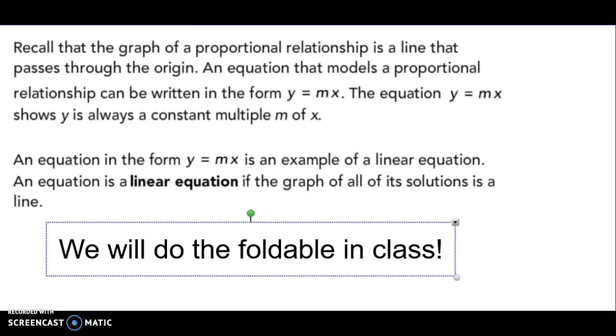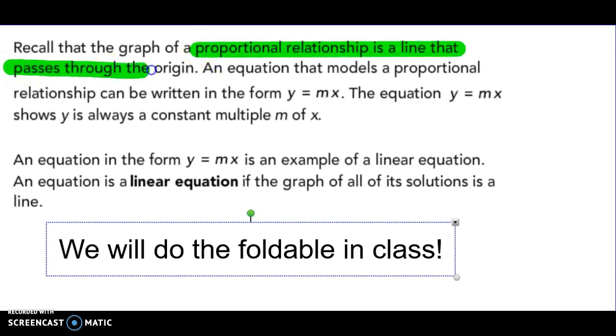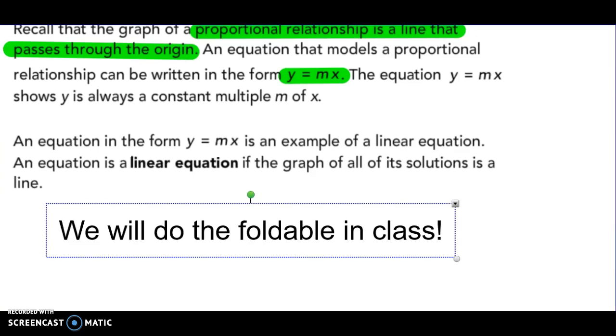Next one. Recall that the graph of a proportional relationship is a line that passes through the origin. Very important for us to know. A proportional relationship is a line that passes through the origin. An equation that models a proportional relationship can be written as y equals mx, just mx. The equation y equals mx shows y is always a constant multiple m of x. So an equation in the form y equals mx is an example of a linear equation. So if it has this form, it is considered a linear equation, if the graph of all of its solutions is a line. The foldable that you see in your OneNote, we will take care of that tomorrow.